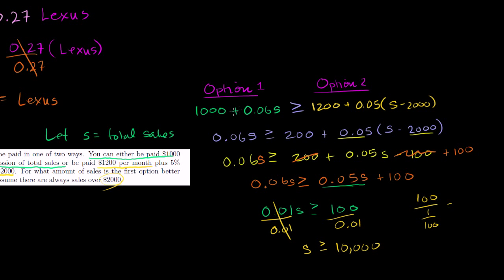So option 1 is definitely better for you if your total sales for the month, s, is greater than or equal to $10,000. If it's less than that, you're better with option 2.